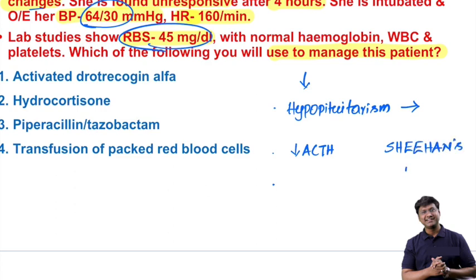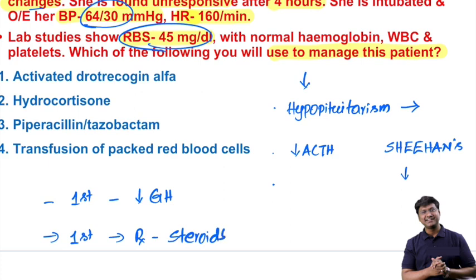And one of the important multiple choice questions is, what is the first important hormone that is reduced in Sheehan's? That will be growth hormone. And what is the first important hormone that you need to supplement in patients with Sheehan's? That will be steroids. Okay, so after growth hormone deficiency, the next one is the gonadotrophins. There will be a decrease in your FSH as well as the LH. And the next important is there will be a decrease in the ACTH. So these are the first hormones.